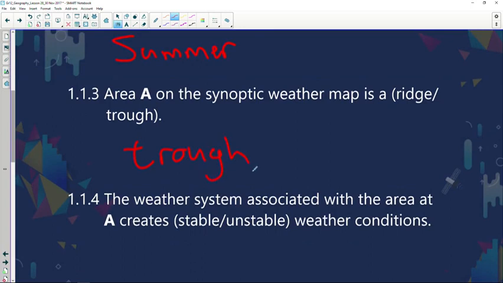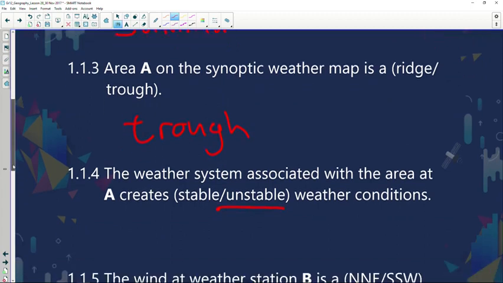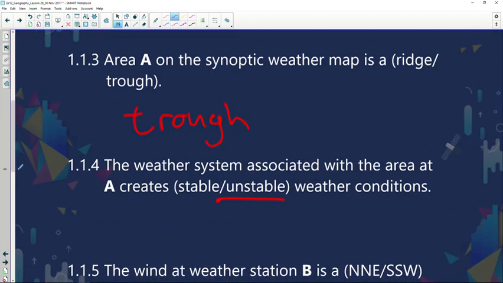The weather system associated with the area at A creates what? Stable or unstable air. Unstable is the correct term. Why is it unstable? Because of warm conditions, what does the air do? It rises. Usually with a high pressure, we associate stable air because it's sinking air, subsidence taking place. But with low pressure, it's unstable air because the air is rising. So we can just write down there: unstable.